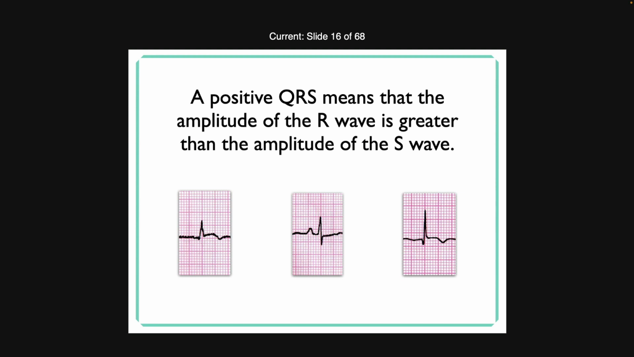And again, here, the R wave is greater than the Q wave. So the majority of the QRS is above the isoelectric. So that one's positive, this one's positive, and that one's positive. Okay? And for our purposes today, there's no difference between the three.